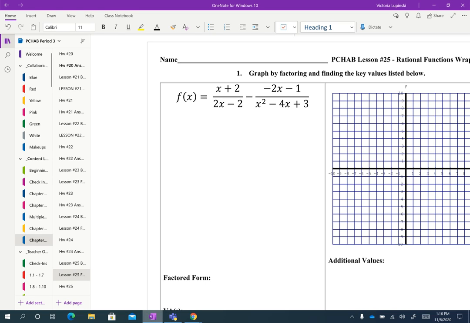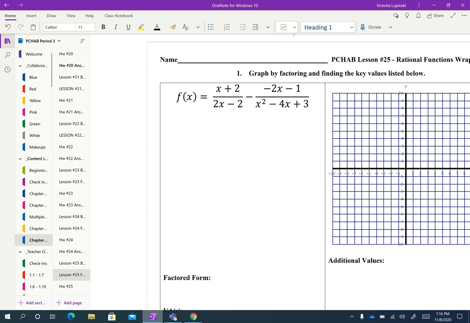Hey, welcome everybody. Today we're going to go ahead and have our final lesson on rational functions, and this is lesson number 25. We're going to talk a little bit more about graphing, look at some of the special cases, look at some tables, and then a couple of word problems to finish things off. So notice here, I've tried to condense the list down a little bit in terms of what I consider to be the key values, and we're going to go ahead and start and try number 1 here.